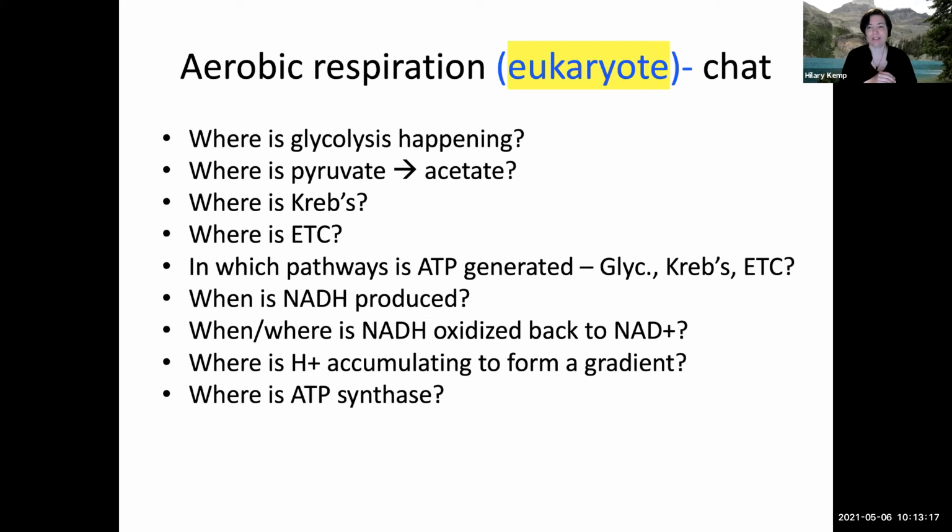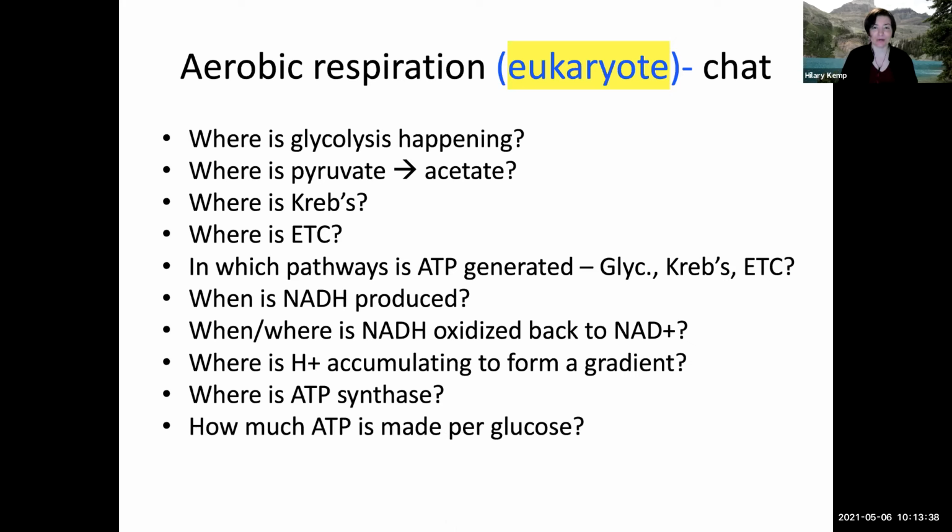Okay, I'll give you a hint. It's located in the same place as the electron transport chain. And some of you have gotten there, but I did see a number of question marks, which I appreciate. Great. So it is in the inner mitochondrial membrane.